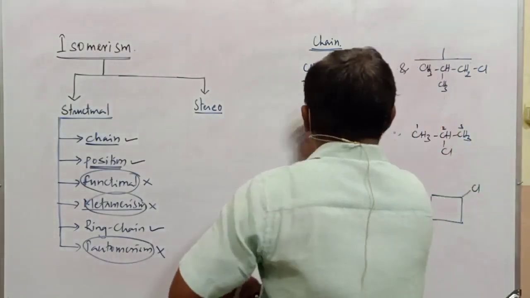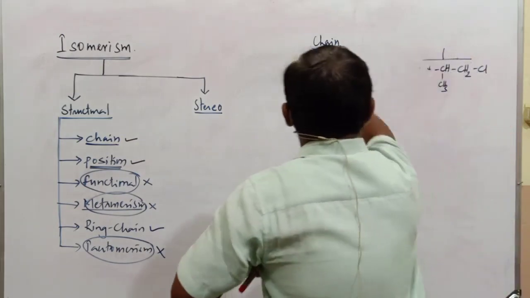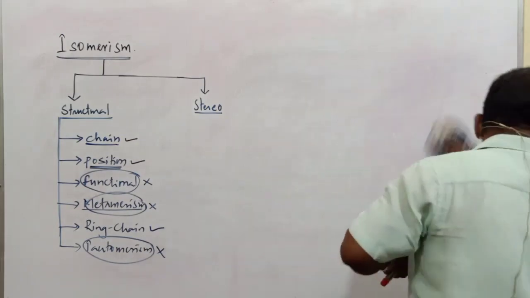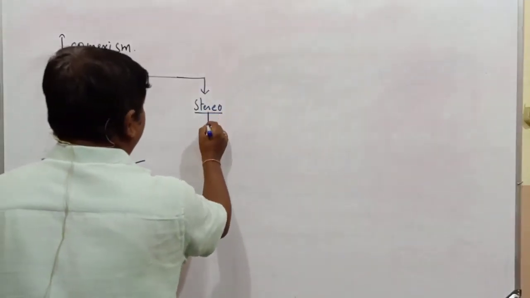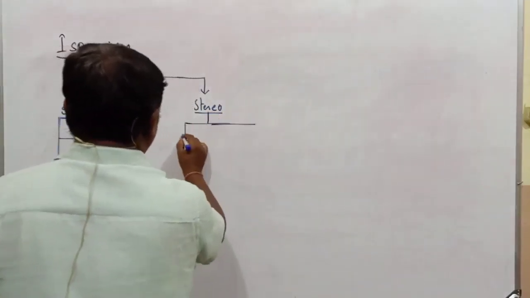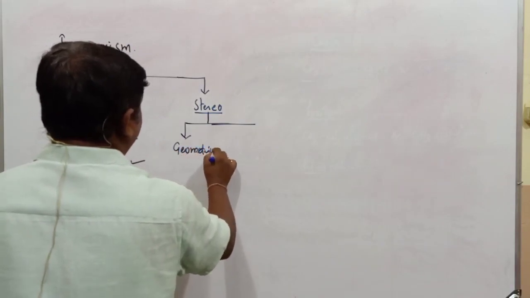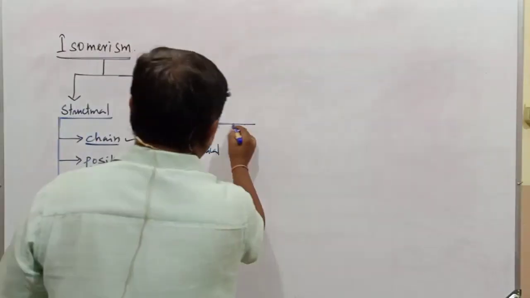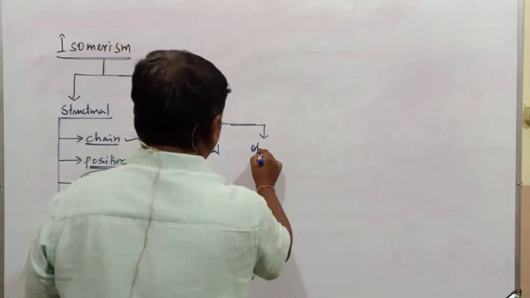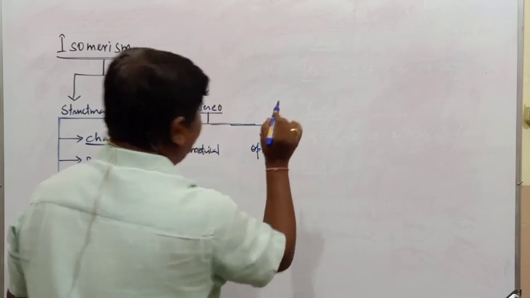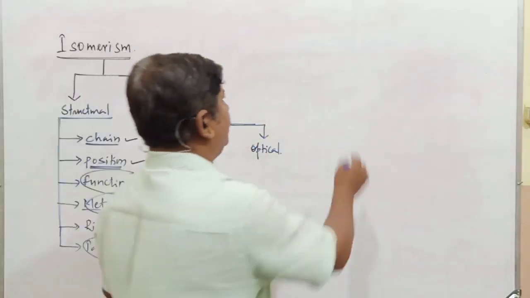Now switching to the second type, which is called stereoisomerism. These compounds containing halogen can exhibit stereoisomerism. You know very well the types of stereoisomerism. One is geometrical isomerism, that arises because of the carbon-carbon double bond. The next one is optical isomerism. Geometrical and optical isomerism are also possible in case of these halogen substituted compounds.